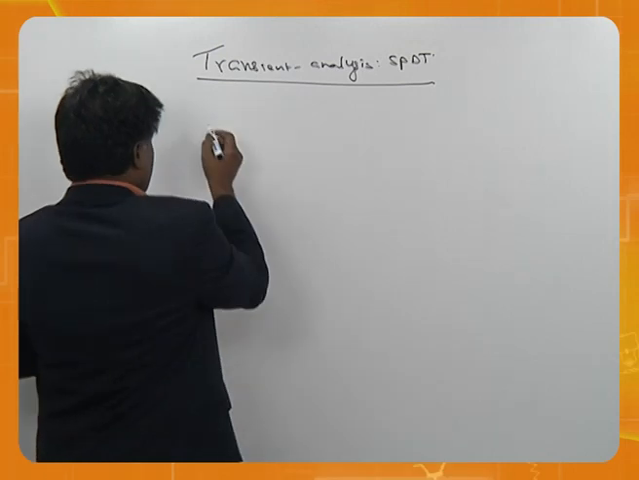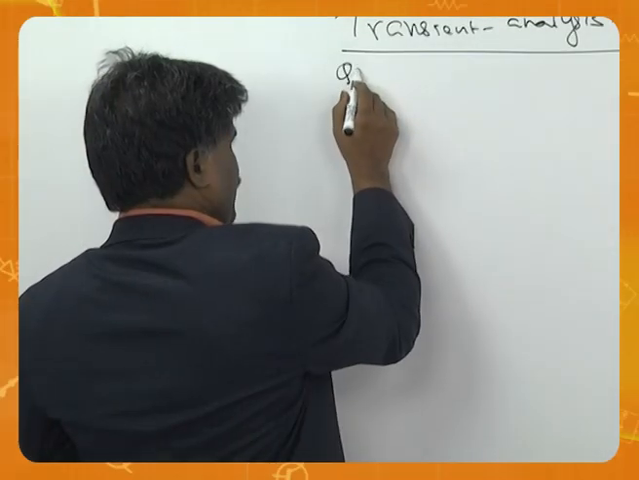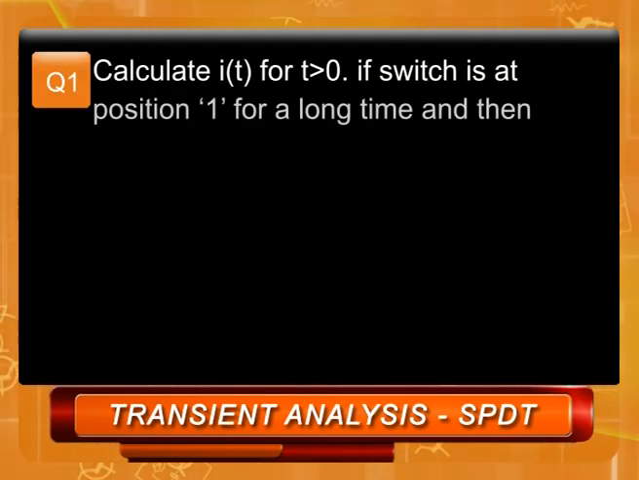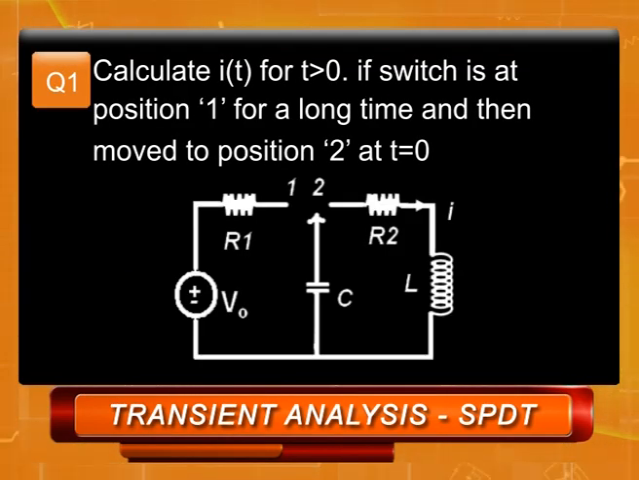So the question number 1. In this we have to calculate i(t) for t greater than 0, if the switch is at position A for a long time and then moves to position 2 at t equal to 0. So look at this here.